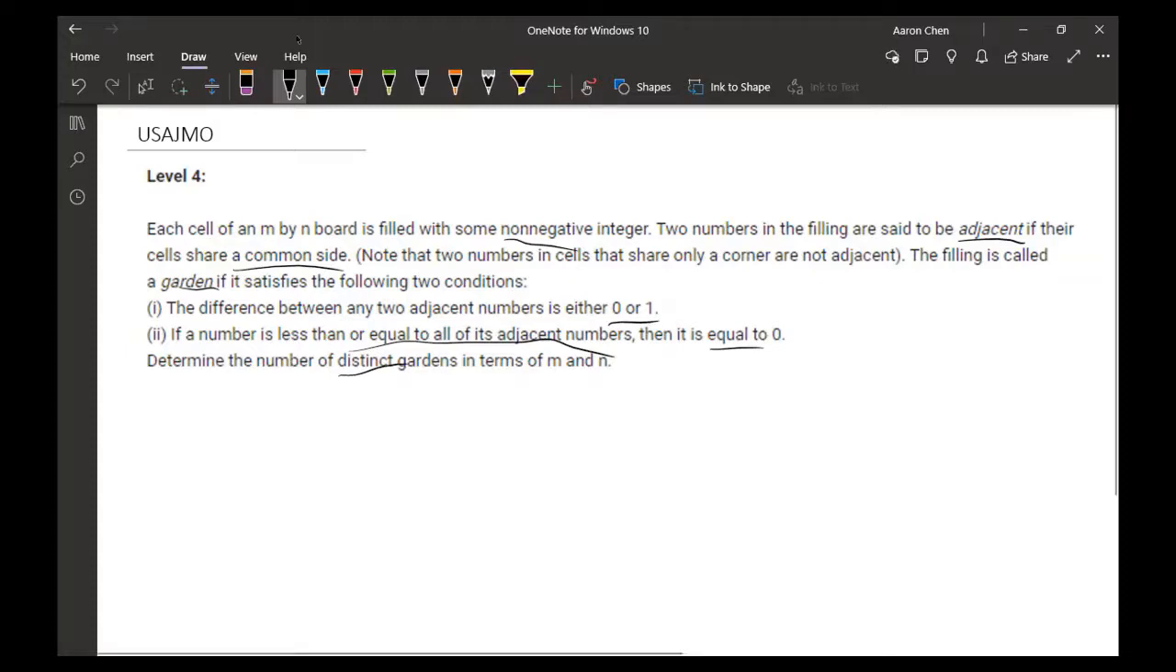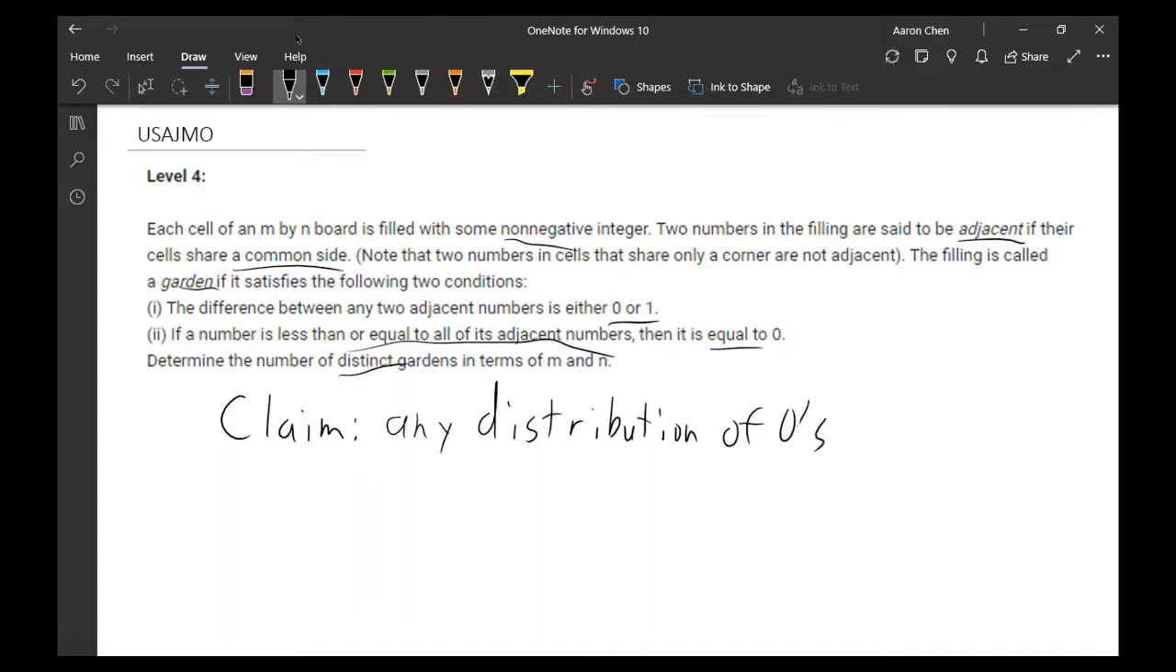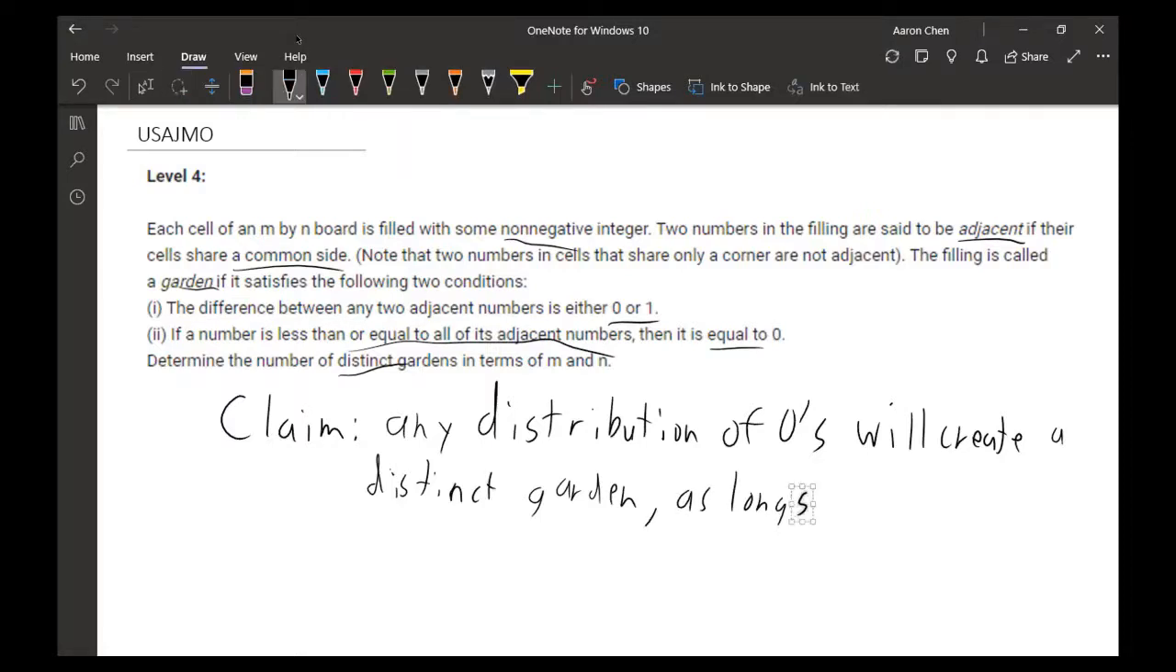So we have a claim, and it's that any distribution of zeros will create a distinct garden, as long as there is at least one zero. Okay.